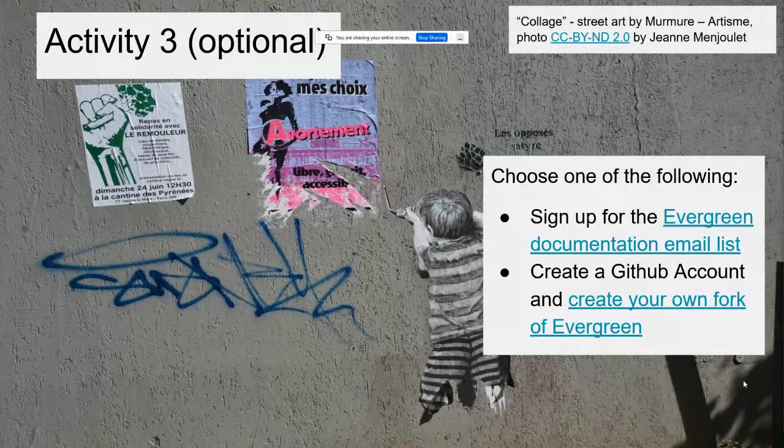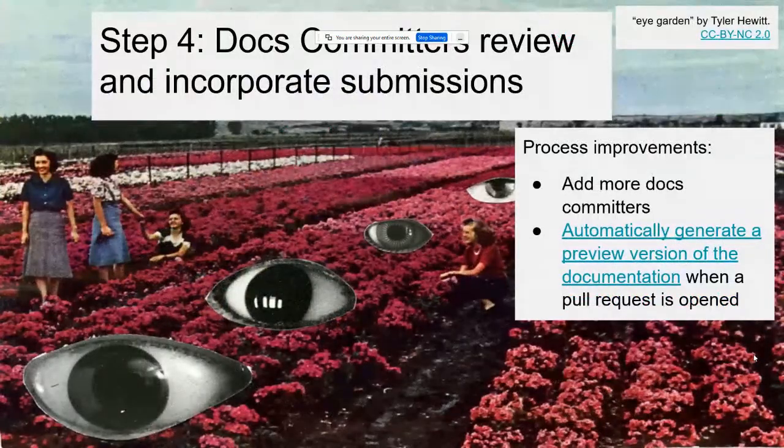All right, I'm going to move on to step four, which is where the documentation committers review and incorporate submissions. So the documentation committers are the folks who actually have the power to bring new additions into the Evergreen manual. There are only two of us right now. It's myself and Andrea Bunce-Nyman. So one of the process improvements that I would love to see is to have a bigger team who's able to do that. So we did bottleneck.